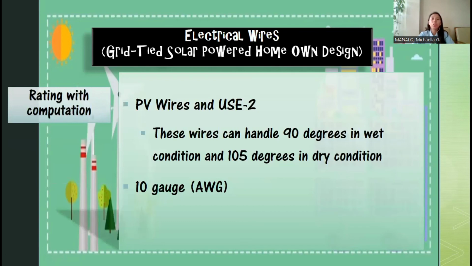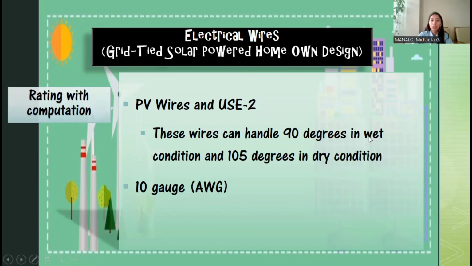So, now let's talk about electric wire. So, rating and computation. PV wires and USE-2. Ito yung napili namin gamitin para sa aming Model Y because these wires handle 90 degrees in wet condition and 105 degrees in dry condition. So, dito sa Pilipinas, suitable siya kasi meron lang tayong two climate, the wet and the dry.